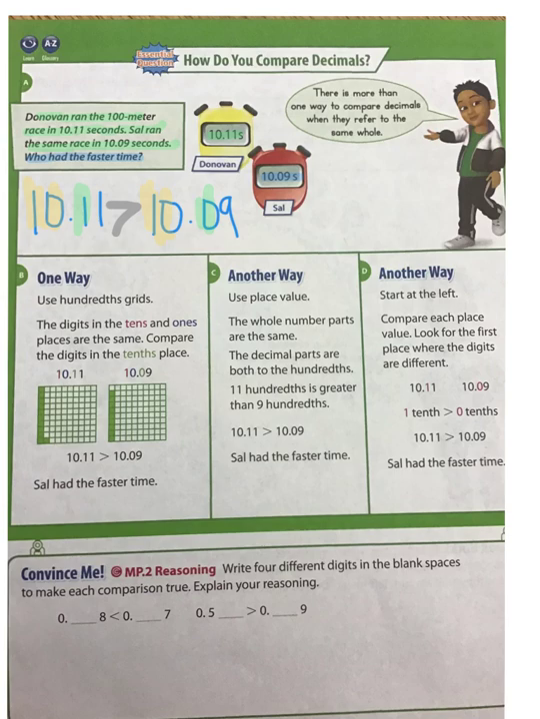But if it's asking who ran faster, that's going to be the person who ran the shorter amount. So whoever ran 10 and 9 hundredths ran it in a faster time because it is less time. So make sure that you are answering the question based on what it is asking. 10 and 11 hundredths is greater than 10 and 9 hundredths, but 10 and 9 hundredths would be faster than 10 and 11 hundredths.